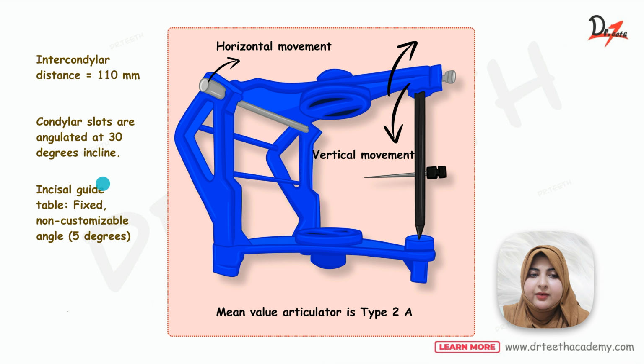So you can see we have fixed values here. No matter from where you buy the mean value articulator, these values will be fixed. So the eccentric movements are based on the average values which is predetermined by the manufacturer, okay, or by research it has been predetermined, okay. So this is the mean value articulator type 2A.